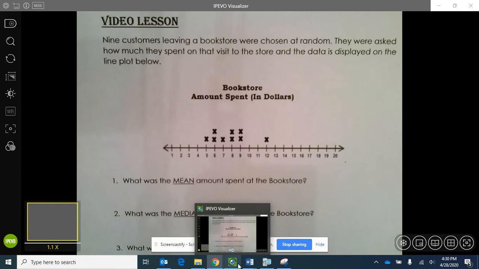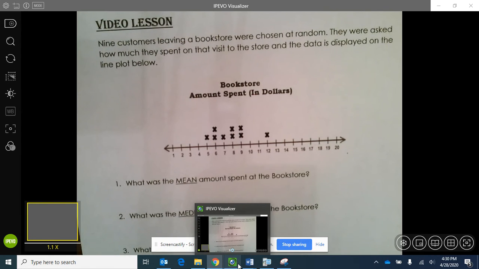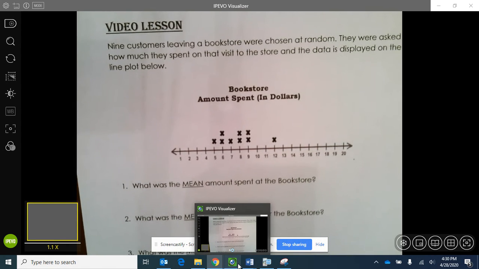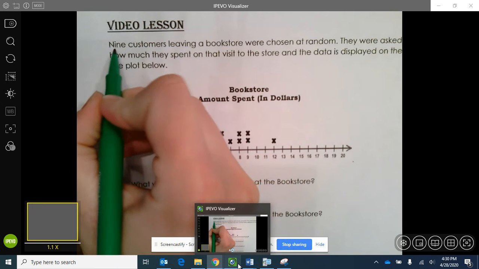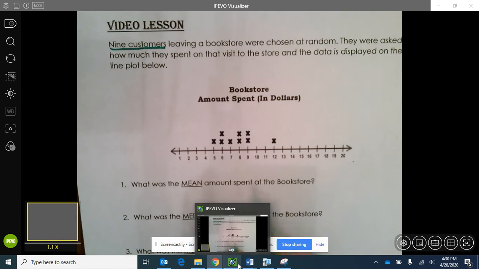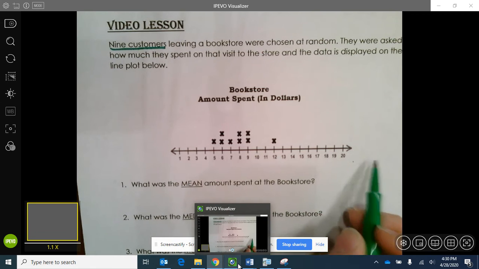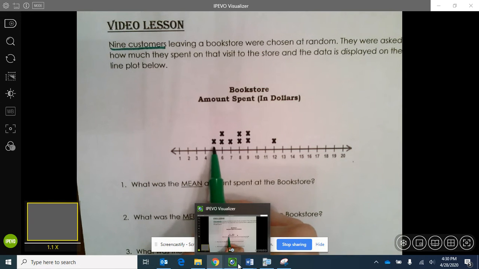9 customers leaving a bookstore were chosen at random. They were asked how much they spent on that visit to the store, and the data is displayed on the line plot below. Okay, so they asked 9 customers how much they spent at the bookstore. So you can see here's our number line. Above the number 5, there's 1 x. So that means that one person spent $5.